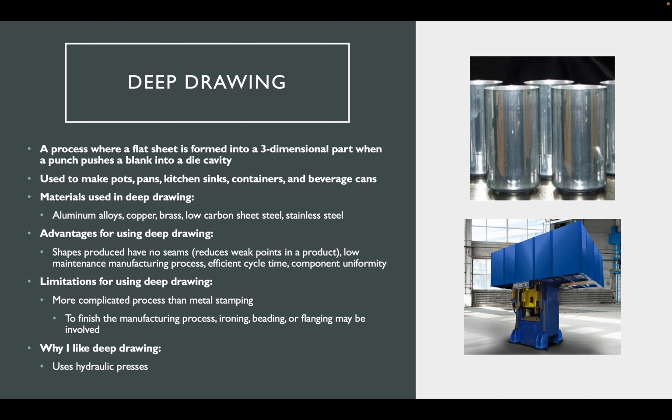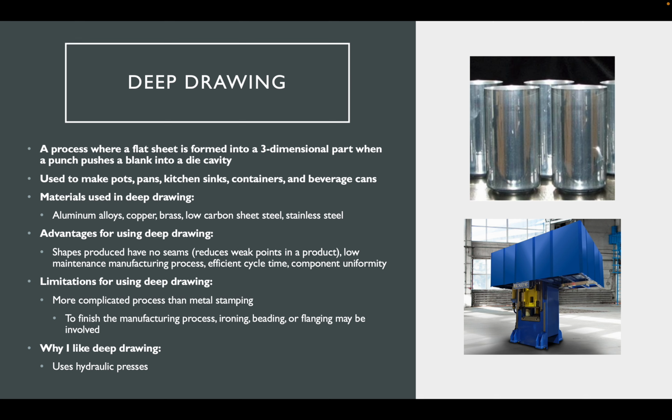A couple advantages for using deep drawing include that the shapes have no seams, which reduces the weak points in a product, which increases the odds that the product will not fail. Low maintenance during the manufacturing process, so it's a straightforward manufacturing process. It has efficient cycle time, and the component is very uniform, so you can create a lot of nearly identical components using deep drawing. A limitation of deep drawing is that it's more complicated than metal stamping, because in order to finish the process, ironing, beading, or flanging may be involved.